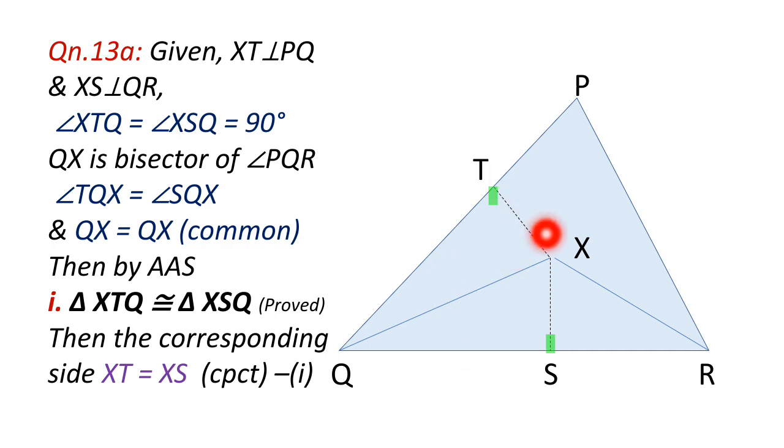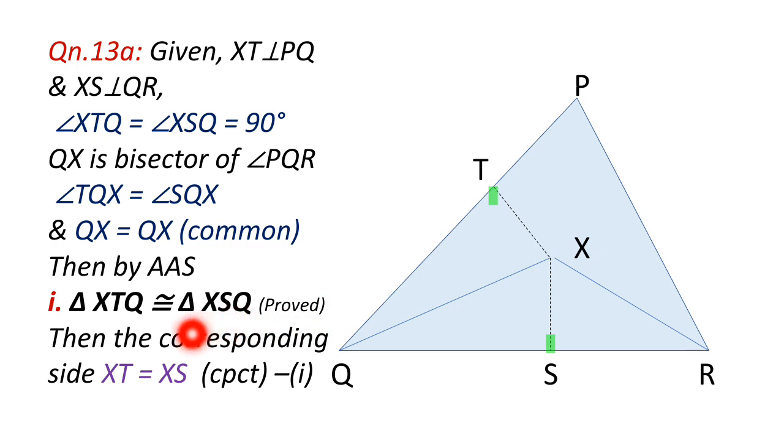So starting with XQ, it is starting with TQX. See here, this TQX is equal to SQX. So those are equal. So one pair of angle found equal, another pair of angle found equal, and one side is equal, that means this is the common side, QX and QX for both the triangles. So by angle side angle congruency, we will say that this triangle XTQ is congruent to triangle XSQ. So it is proved. This one is the first bit.